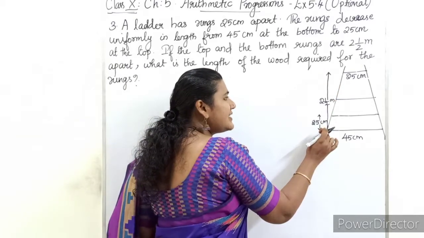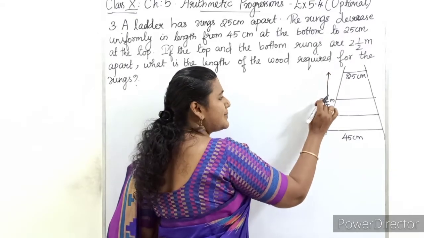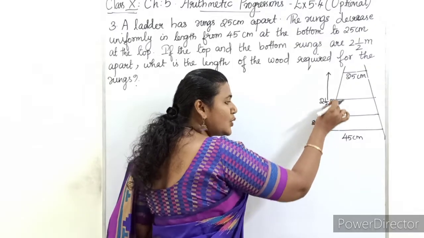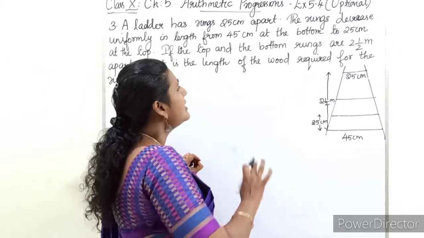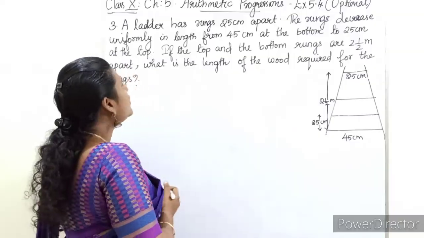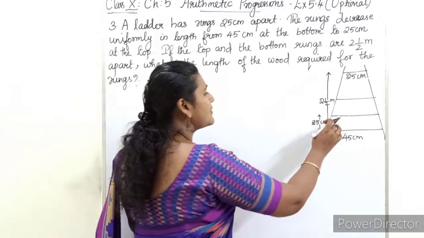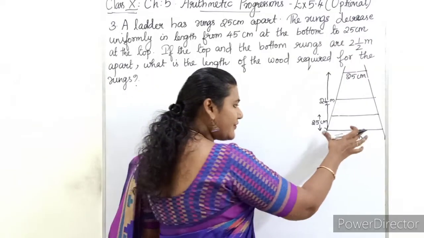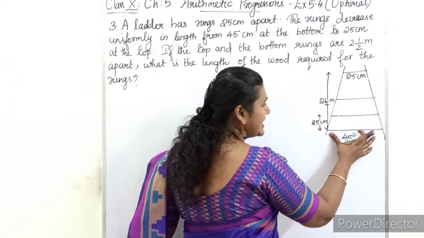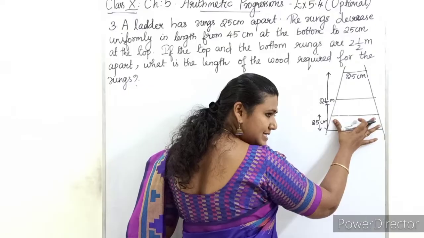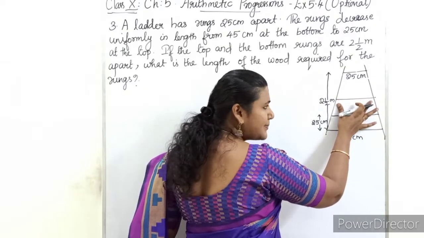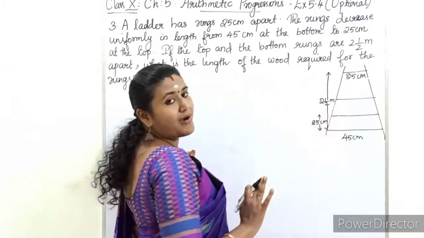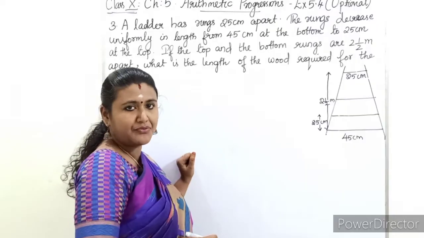So the first step length is 45 and the last one, the topmost step, is 25 centimeters, and the distance between the first and the topmost step is 2.5 meters. The total distance is given as 2.5 meters. Then you have to find the length of the wood required to make these steps. So we have to find the length of 45 plus the length of the second step plus the length of the third step, and so on, plus 25. So this only we have to find.